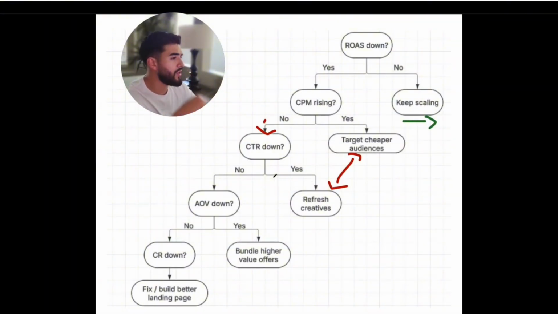Well, let's say your click-through rate is steady and it's not down. We're going to go over to the next section. Is your average order value down? This is really only applicable if you have a multi-SKU store or you have several services that you sell and you're advertising for all of them on your website.